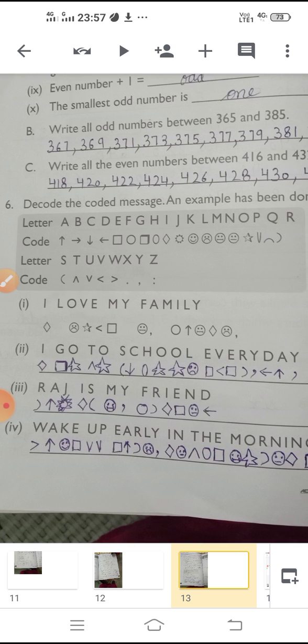Understood? Write all the odd numbers between 365 and 385. So what are the numbers? That is 367, 369, 371, 373, 375, 377, 379 and 381. Understood? Now come to the next.